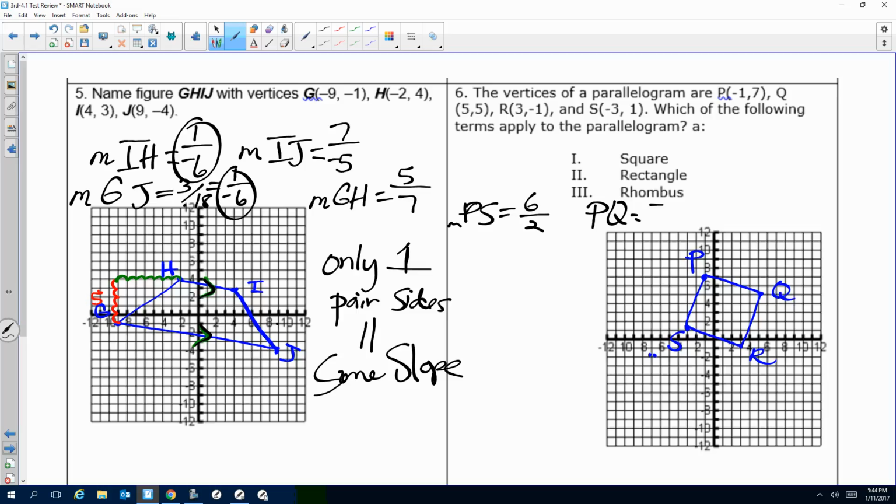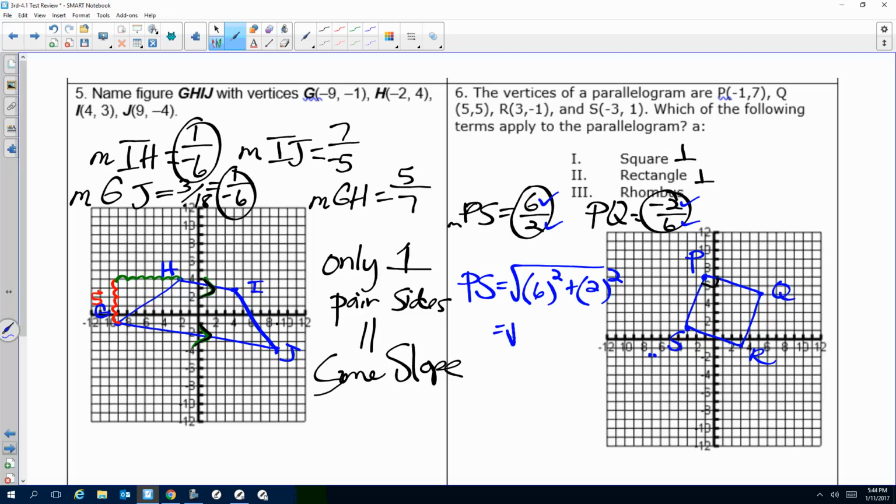This is -2 over 6 right there. I proved right there those two are a flip and a change of sign, opposite reciprocals. So now I know it's perpendicular. And perpendicular happens with the square and with the rectangle. But because we are using the same numbers, see how we have the same numbers? If I would find the length of PS, that's when we do in our parentheses 6 squared and parentheses 2 squared. So this gives me, underneath our radical, inside the house, 36 plus 4, which gives me a square root of 40.